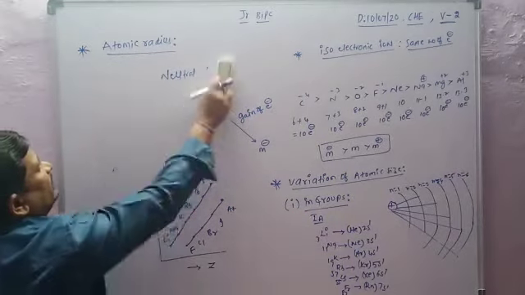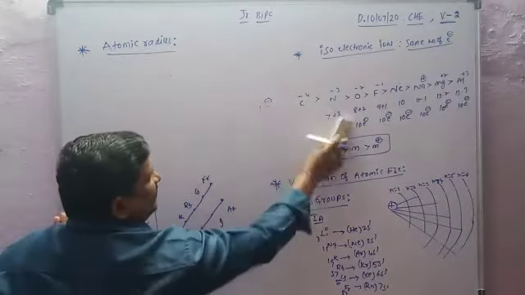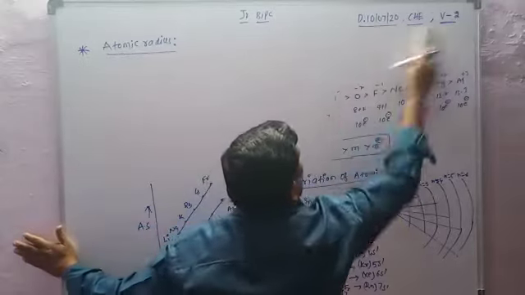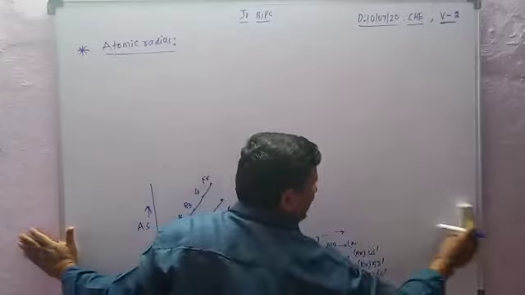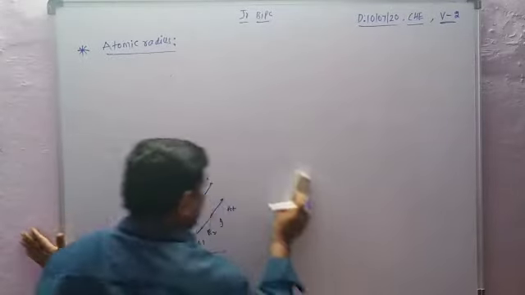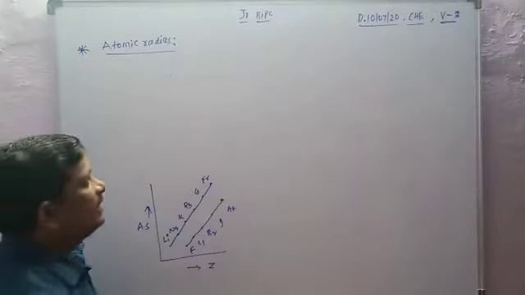Now, variation in periods. Generally from left to right, atomic size decreases.